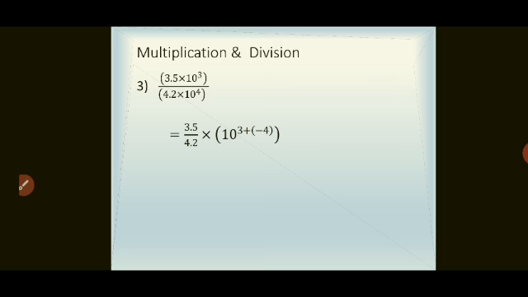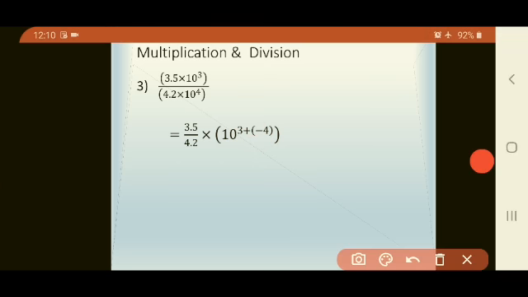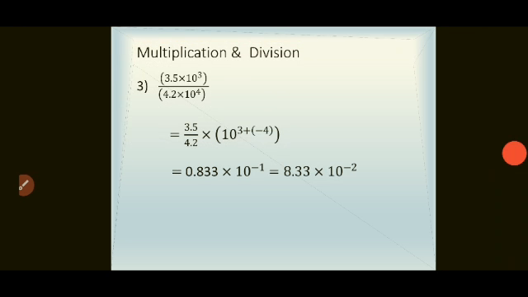So 3 plus minus 4. Now whenever two such different signs are there, what do we do? We subtract the smaller number from the greater number and give the sign of the greater number. So minus 4 plus 3 will become what? Minus 1. 10 to the power minus 1. Am I right? So what is the answer? 0.833 is the answer of 3.5 divided by 4.2 into 10 to the power minus 1.